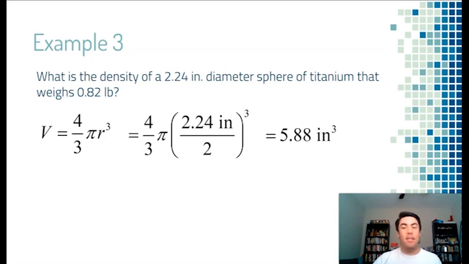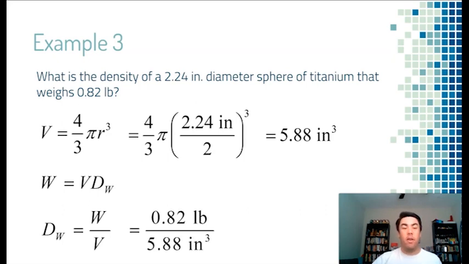Now we want to know the density. And we have this formula that weight equals volume times weight density. If we divide both sides by volume, we get that weight density equals weight divided by volume. We can plug in our volume that we just found and the weight which was given, and we get 0.82 pounds divided by 5.88 cubic inches. Put that into our calculator, and we get that the density of this titanium sphere is 0.14 pounds per cubic inch.